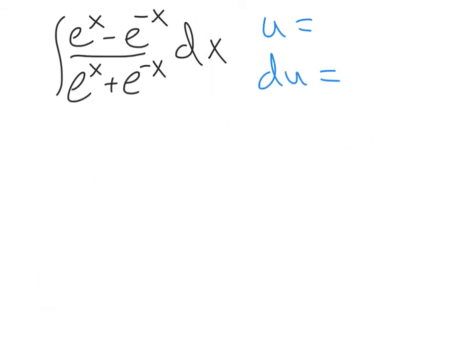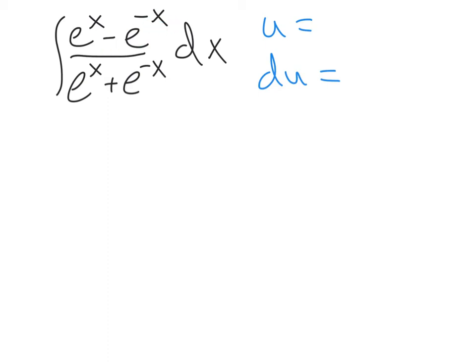Here's another problem that looks really scary, but actually once you do the u substitution and you realize what it should be, it's actually pretty simple. If you notice, the top is actually the derivative of the bottom, right? If you take the derivative of e to the x, you get e to the x. If you take the derivative of e to the minus x, you get e to the minus x, but then by the chain rule, the derivative of minus x, which is a minus.